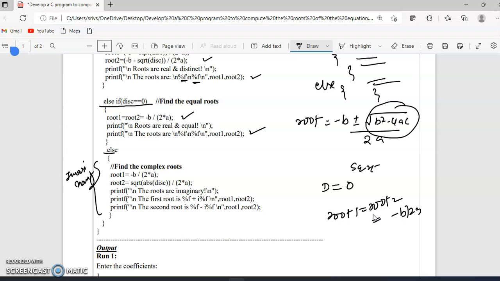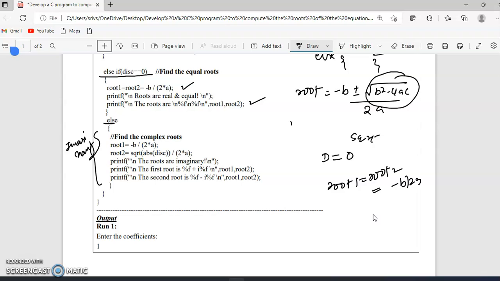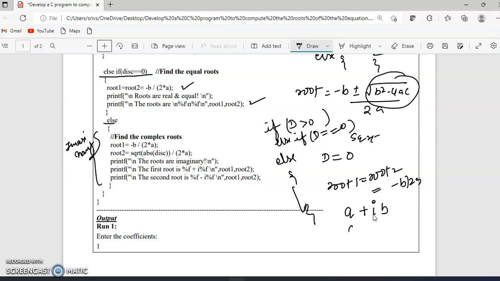Okay, and next, the first case was d greater than 0, second was else if d is equal to 0, then by default it will go to the else part. Here this part will be what? Imaginary root part. So imaginary root, we are not going to calculate the root, we are just printing the root. So if the roots are imaginary, we get something like this: a plus ib, a minus ib. So why i? Because this discriminant will be minus, it will be less than 0. So that's why for imaginary roots, we get roots like this, a plus ib, a minus ib.